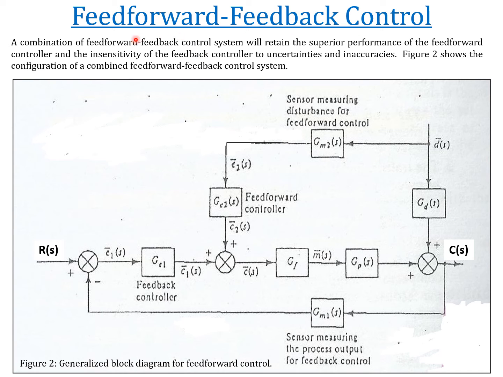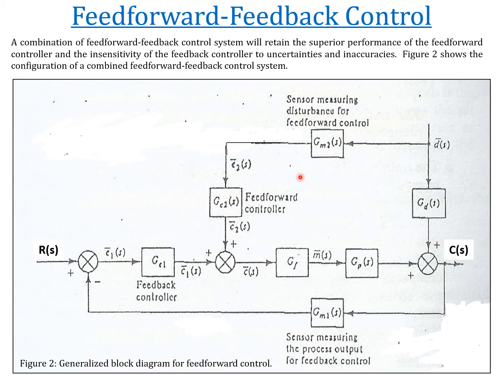So what we have is a combination feedforward feedback system that will retain the superior performance of the feedforward controller and the insensitivity of the feedback controller to uncertainties and inaccuracies. If you combine them, you still have the feedforward element that will take care of disturbance coming in, measured by the feedforward controller, acting on the manipulated variable to cater for disturbance change. So whatever disturbance there is should be cancelled out by this part of the feedforward controller before it acts on the final control element and on the process itself.